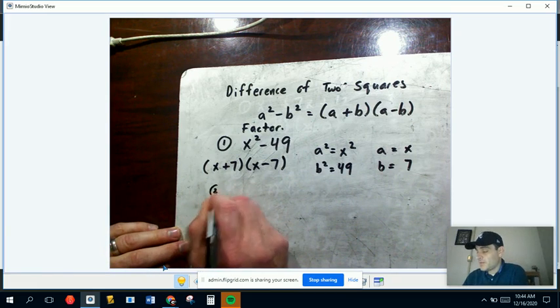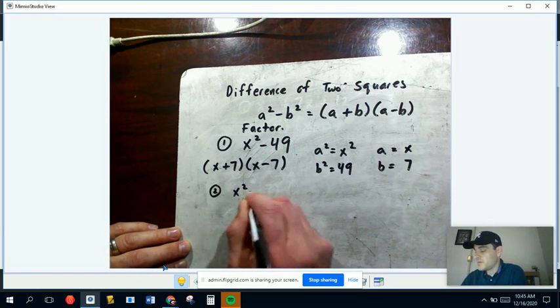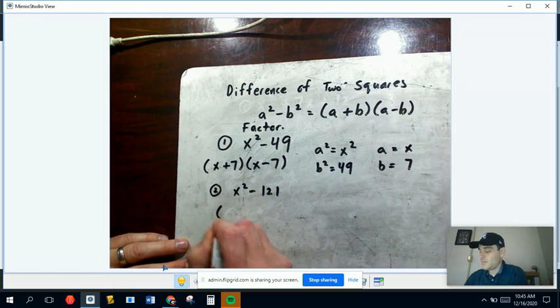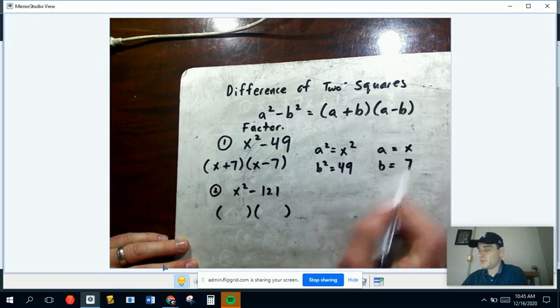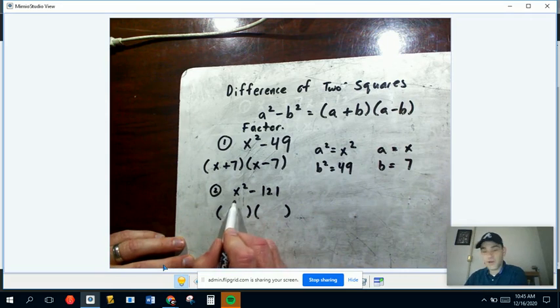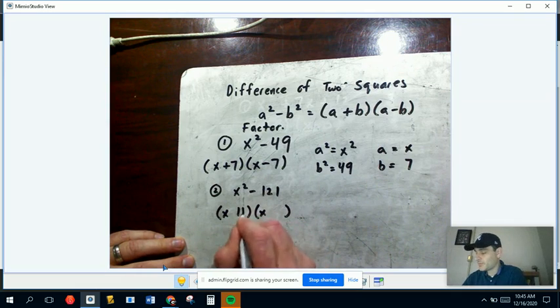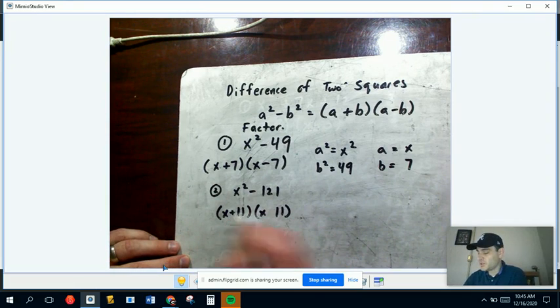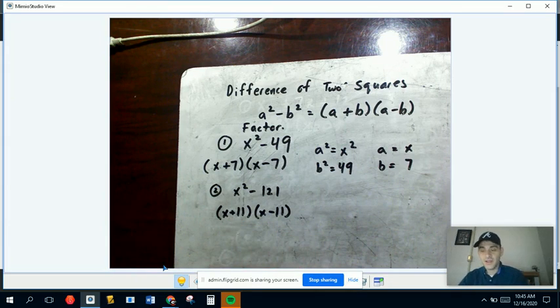Okay, so another example, x squared minus 121. Well, again, we'll do it without going through this this time. What's the square root of x squared? That's x. What's the square root of 121? That's 11. It doesn't really matter how you fill the gaps as long as one's a plus, one's a minus. I'll just stay pretty consistent with putting the plus first, though it doesn't matter.